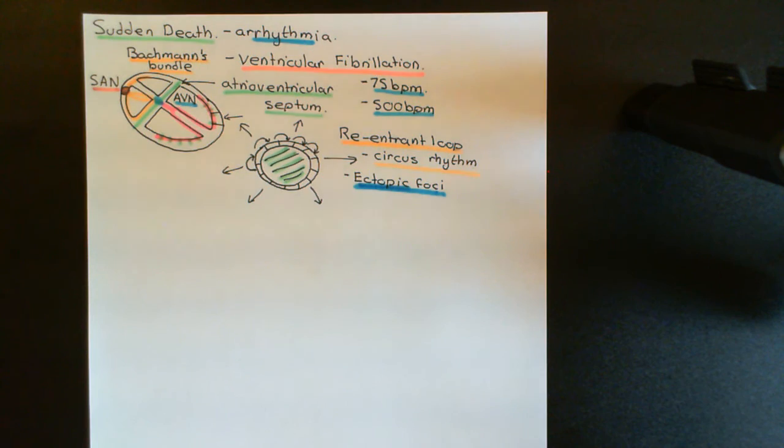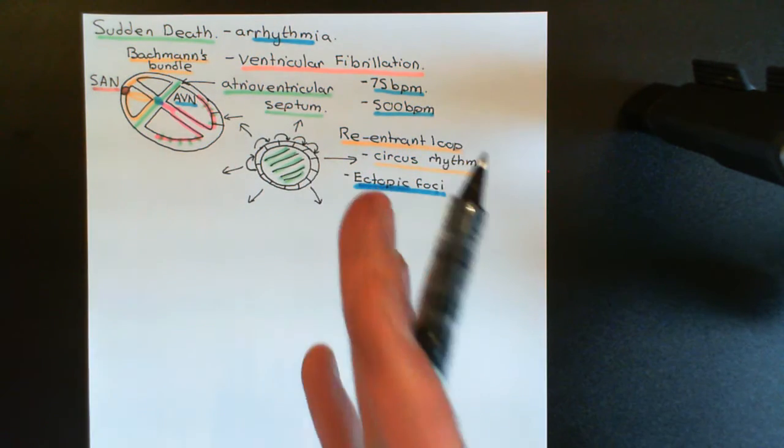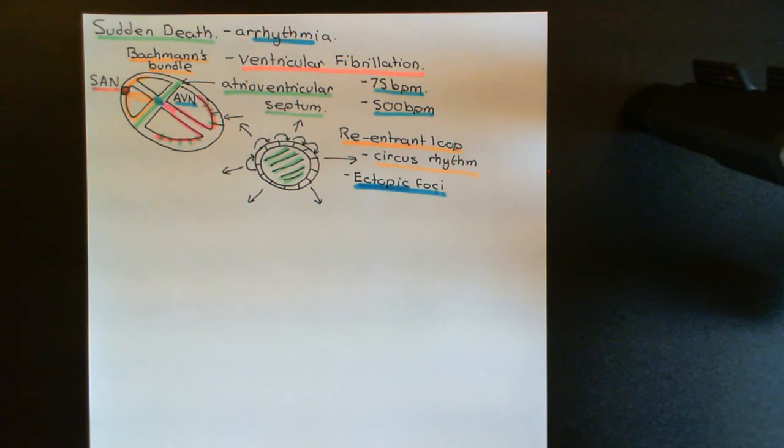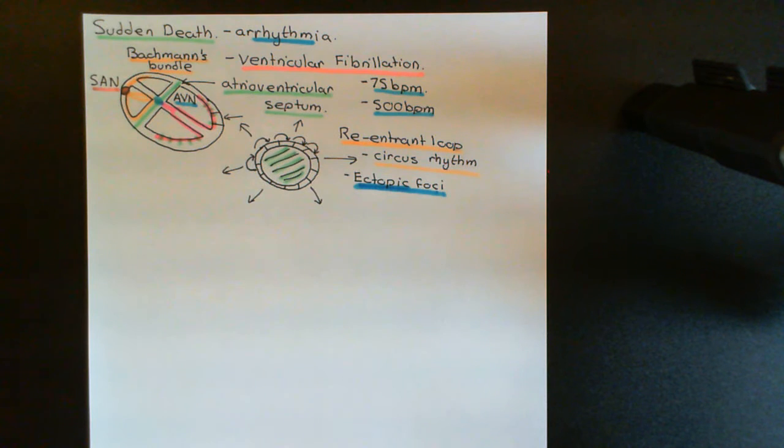And these can also generate electrical signals which will propagate across the entire ventricle, both ventricles, and cause ventricular contraction. So both of these mechanisms, reentrant loop formation and ectopic foci, can lead to electrical signals being generated in the ventricles which will propagate across the ventricles and cause ventricular contraction at a ridiculous rate, far faster than the sinoatrial node would ever generate electrical signals, up to 500 beats per minute.